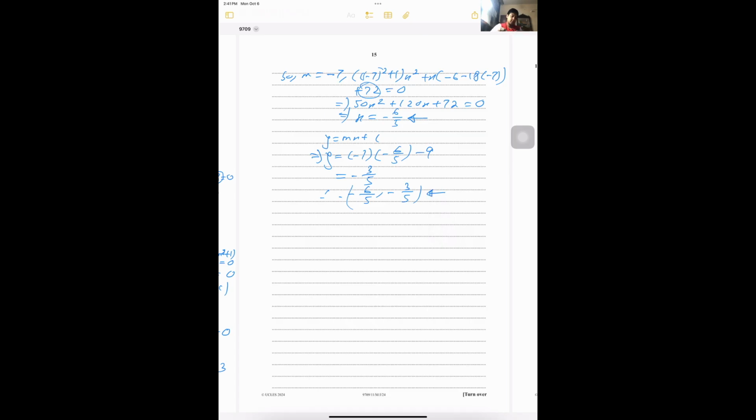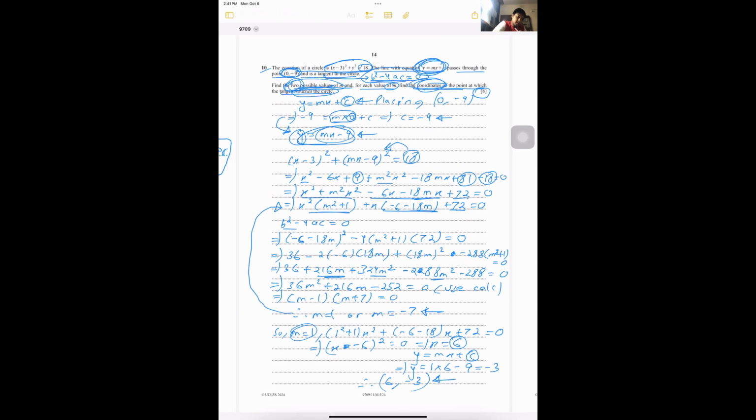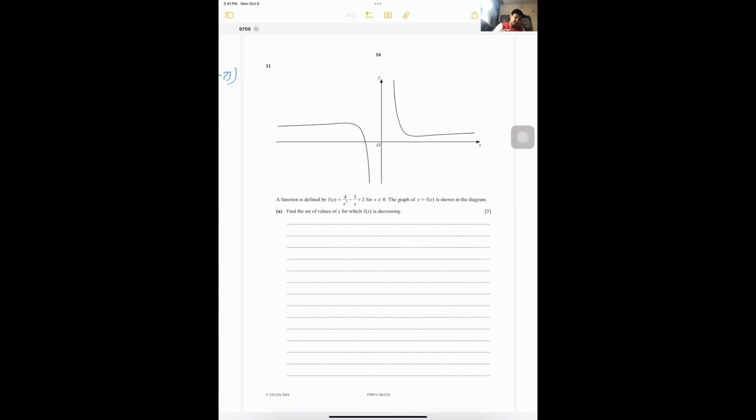So I guess that is all that we had to do for that question. We have found two possible values of m, and also found the coordinates at which the tangent touches the circle. So that is that question.